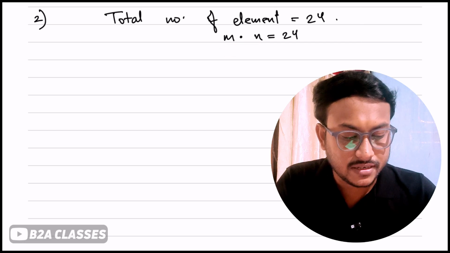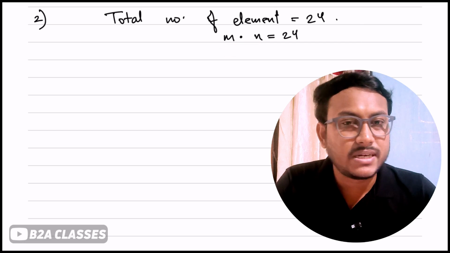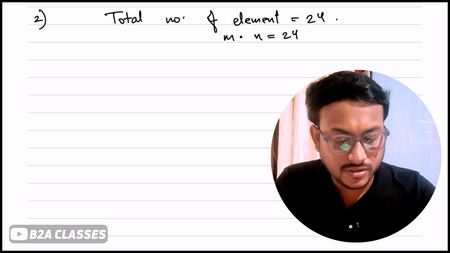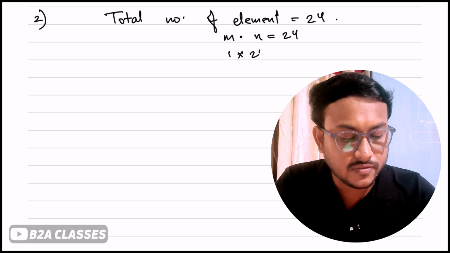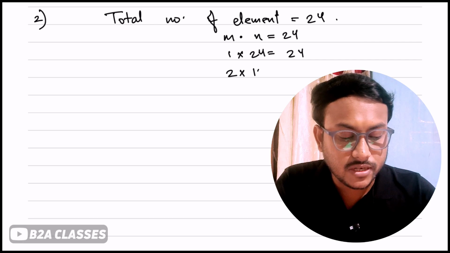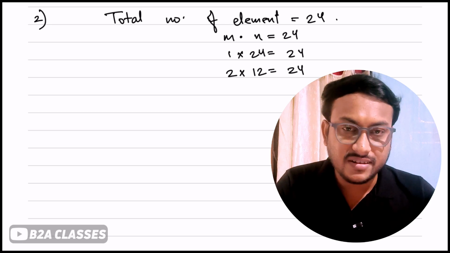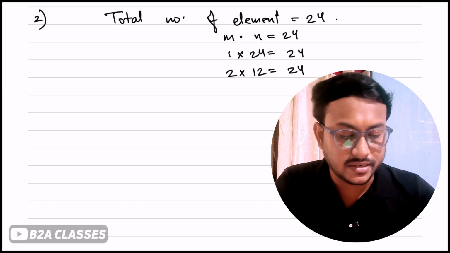Now how to find M by N? Now we know that 1 multiplied by 24 is 24. So we can write 1 multiplied by 24 is 24. Also I can write 2 multiplied by 12 is 24. So like this we can find the possible values of M by N.